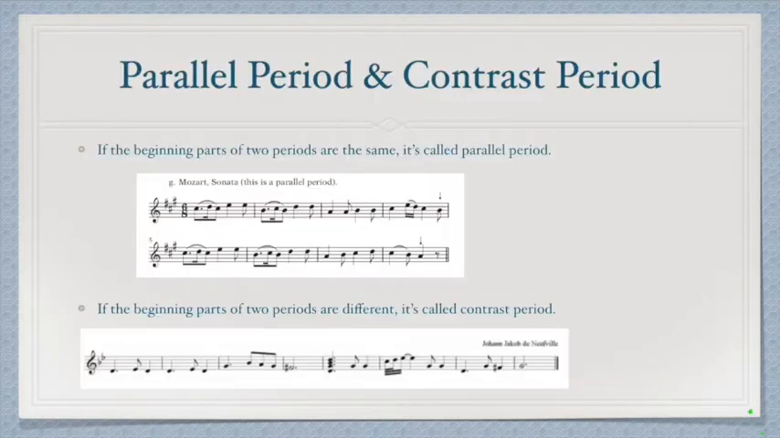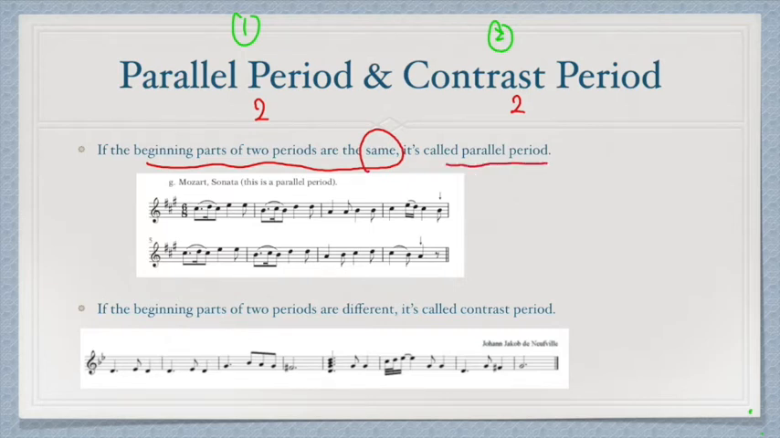Okay, after knowing what a phrase is and that two phrases combine to make a period, let's learn about parallel period and contrast period, which are the 2 most common types of period. First of all, I want to tell you that both the parallel period and contrast period contain 2 periods each. If the beginning parts of the 2 periods are the same or very similar to each other, then it's called a parallel period. And if the beginning parts of the 2 periods are different, then it's called a contrast period.